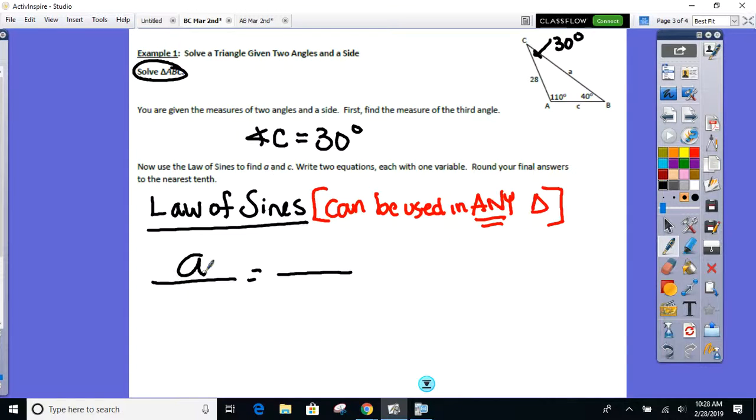Lowercase a over the sine of uppercase A is equal to lowercase b over the sine of capital B.